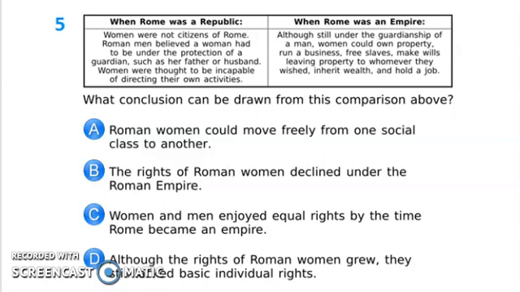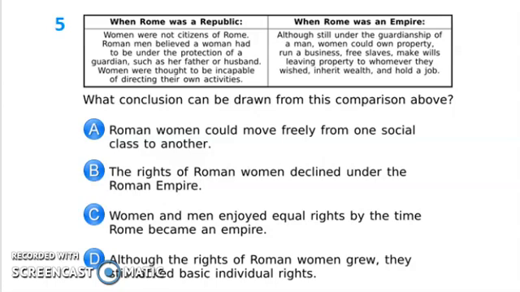Let's look at B. The rights of Roman women declined under the Roman Empire. Okay, so now we're comparing. Well, from what we read, it sounded like the Republic was much worse off for women. They were not citizens. They were not believed to be capable of anything. Versus in the Empire, where they were actually able to own property and to hold a job. So I wouldn't say that their situation declined in the Empire.